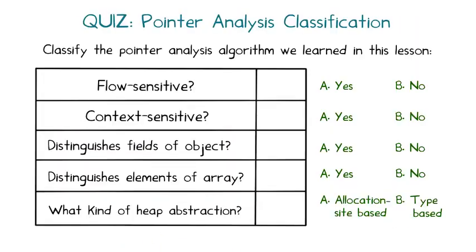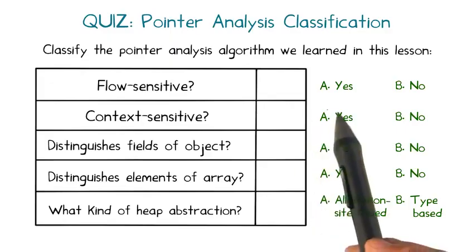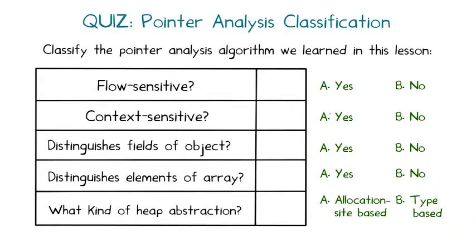Before we close this lesson, let's reflect on the pointer analysis algorithm we looked at during the lesson. Classify it according to the dimensions we just discussed. In particular, is the pointer analysis we discussed flow sensitive? Is it context sensitive? Did it distinguish between different fields of an object? Did it distinguish between different elements of an array? And finally, what kind of heap abstraction did it use? Allocation site-based or type-based? Type in A to mean yes and B to mean no. For the last question, type in A to mean allocation site-based and B for type-based.